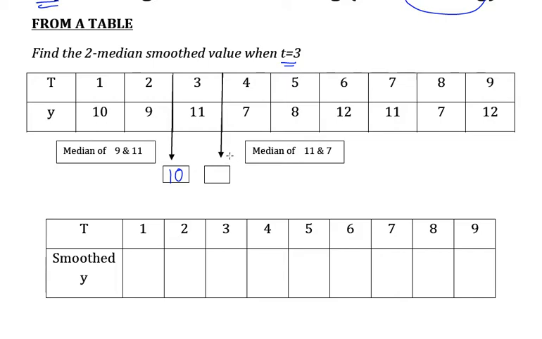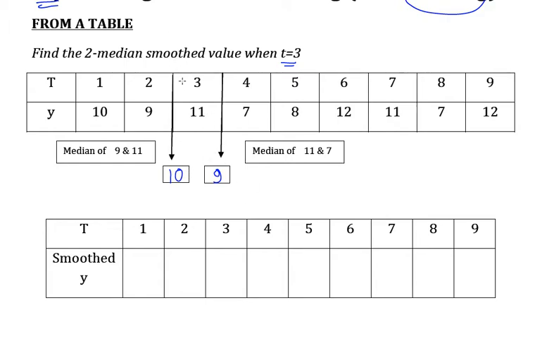So, the easiest way if you have values like this is just to add them together and then divide by 2. So 11 and 7 is 18, 18 on 2 is 9. So the median smooth value on either side of 3 is 10 and 9.